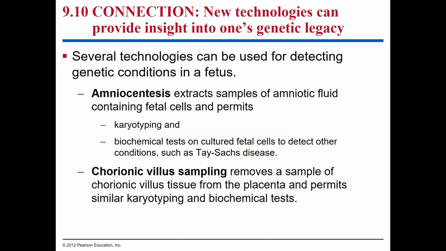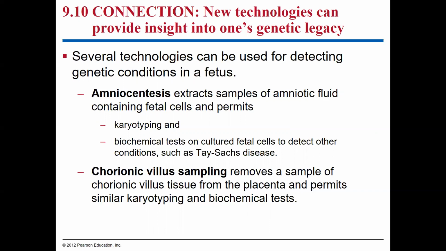Amniocentesis extracts samples of the amniotic fluid from the placenta and obtains cells to use for karyotyping. So you can karyotype your fetus to see if they have inherited any traits or conditions that you may need to know of, such as Tay-Sachs disease.